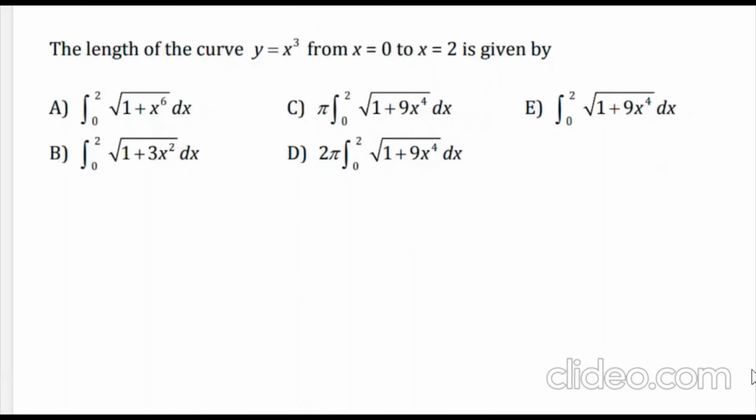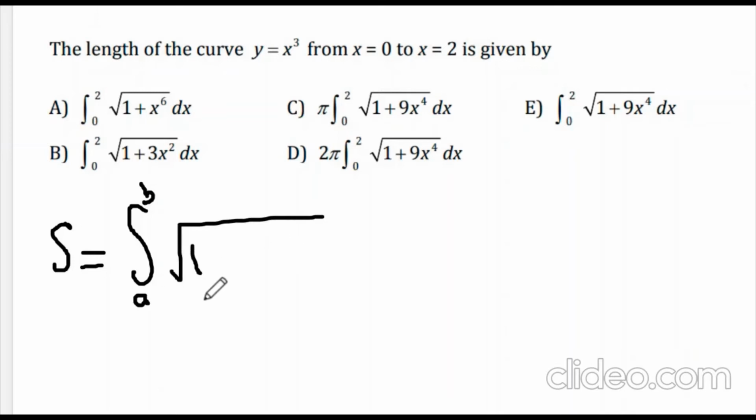The length of the curve y equals x to the power of 3 from x equals 0 to x equals 2 is given by. So to find the answer, we have to use the arc length formula. So what does the formula say? S, which is the arc length, equals the definite integral from a to b of the square root of 1 plus dy over dx squared dx.